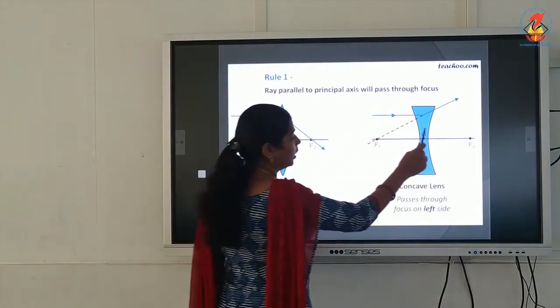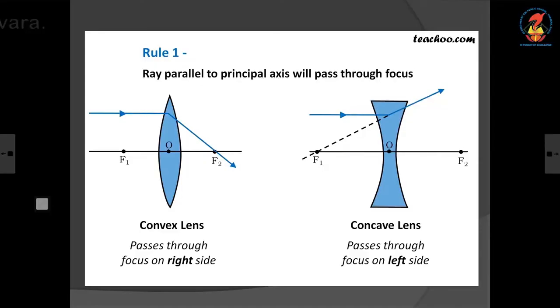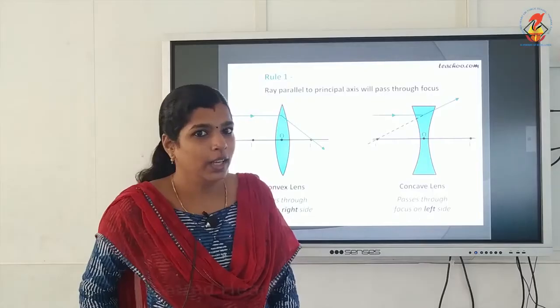For a concave lens, a ray of light parallel to the principal axis, after refraction, appears to come from the principal focus on the same side of the lens. On the same side of the lens.